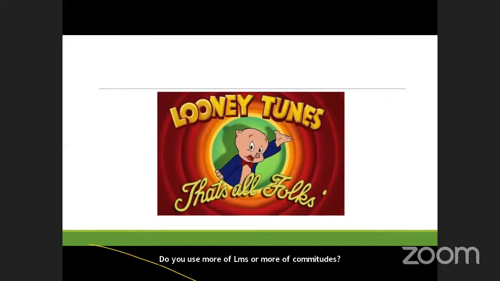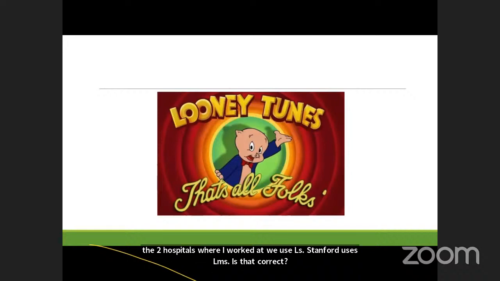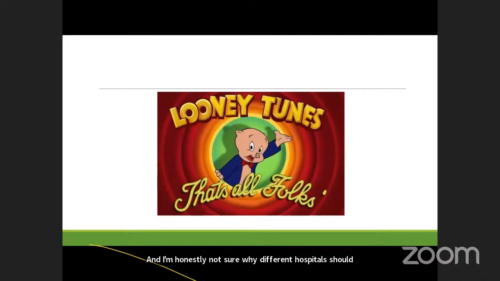So the two hospitals where I worked, we use LMAs. Stanford uses LMAs, is that correct? And I'm honestly not sure why different hospitals choose which. I know sometimes it's about cost, sometimes it's about contracts. But the two hospitals I've worked at use LMAs. And I'm being told Stanford uses iGels as well. But LMAs seem to be more popular, to the point where a lot of people, when they talk about a supraglottic device, say LMA, just because that's what they're used to.